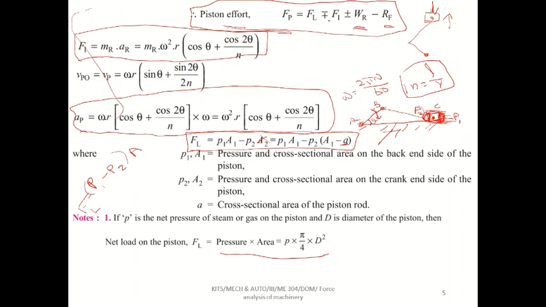When the piston moves in the downward direction, the value is minus. Finally, net load. The inertia force formula is m_r omega square r, where m_r is the mass of the piston, omega is the angular velocity, omega value is 2 pi N by 60, r is the radius of crank, and theta is the position of the crank.